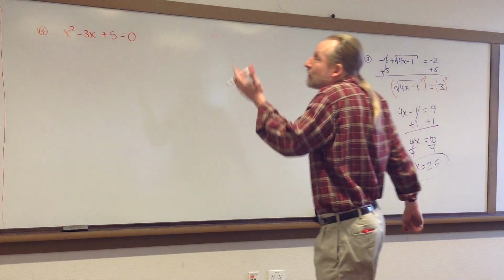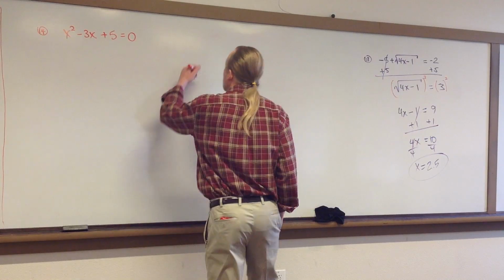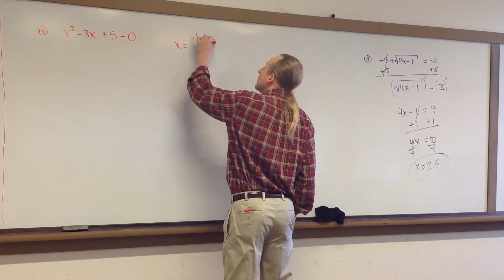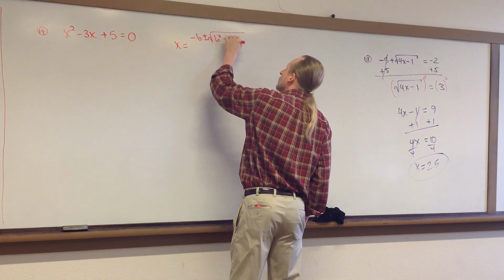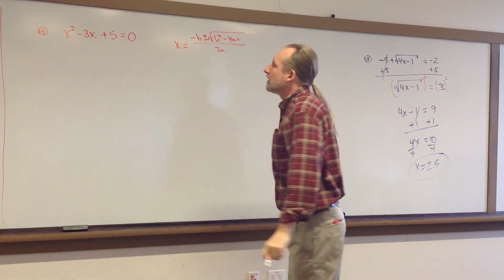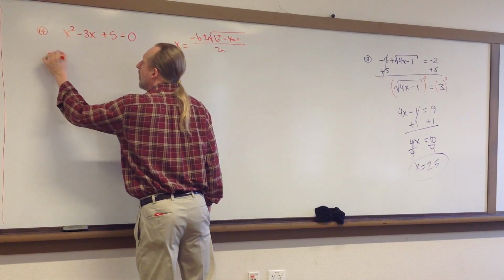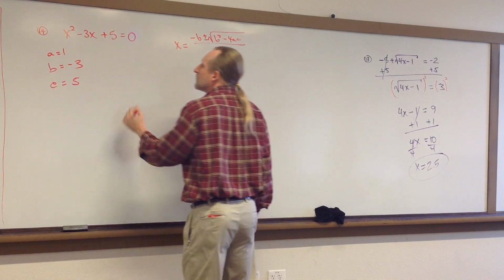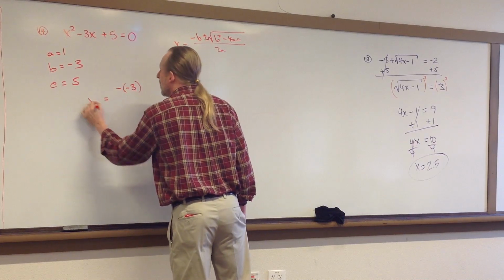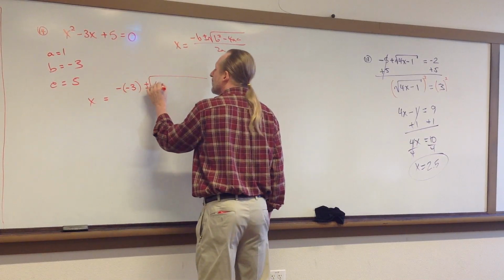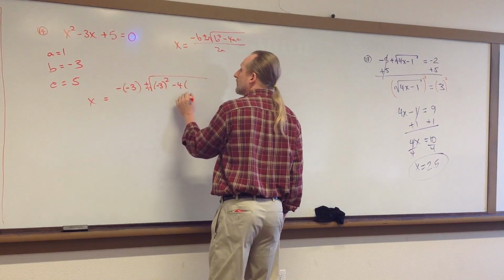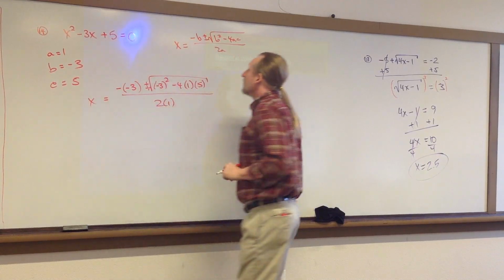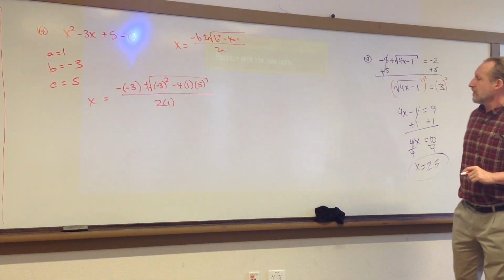All right, so here we just need to use the quadratic formula. Okay, you'll have the formula given to you on the test. So negative b plus or minus the square root of b squared minus 4ac all over 2a. All right, so a is 1, b is negative 3, c is positive 5. So negative 3 plus or minus the square root of negative 3 squared minus 4 times 1 times 5, all over 2 times 1.